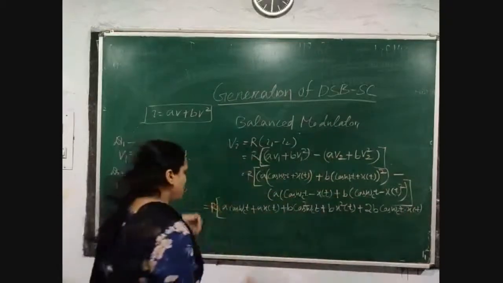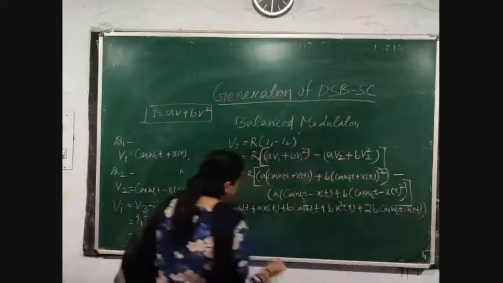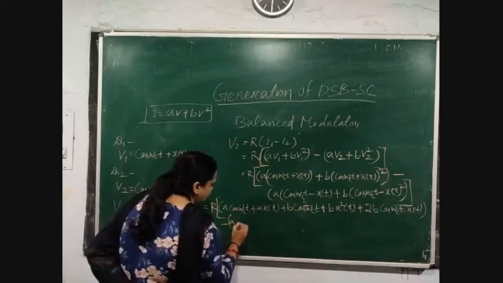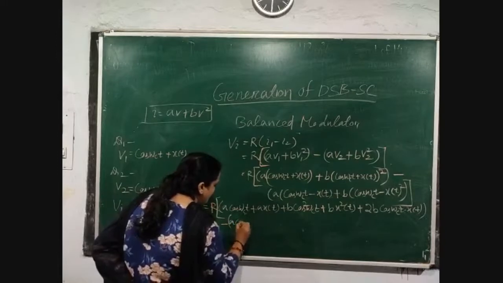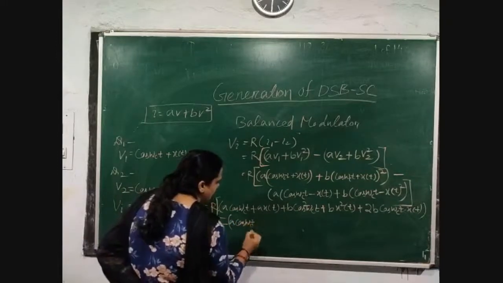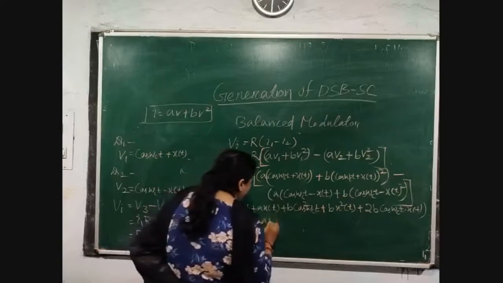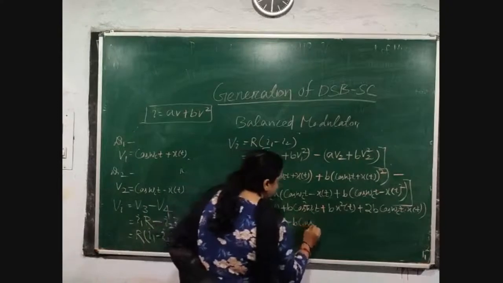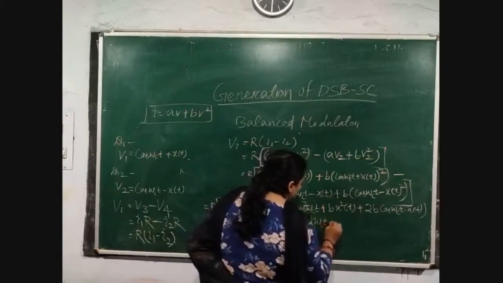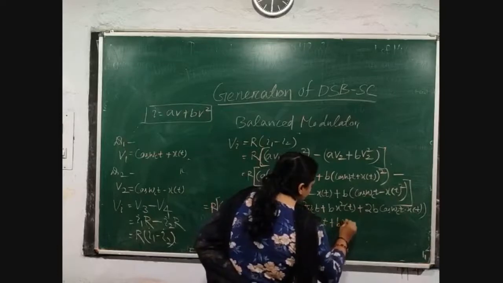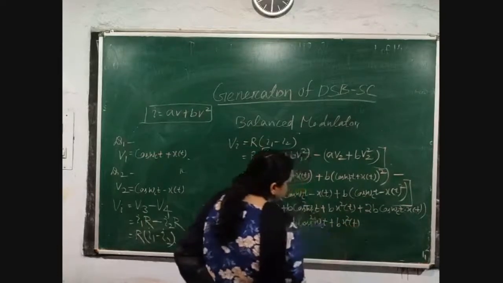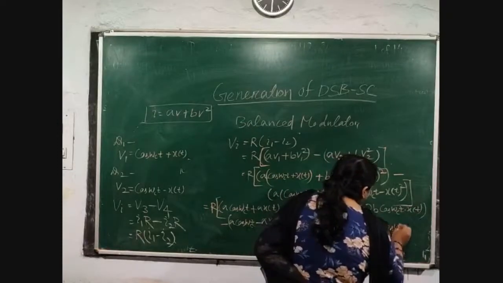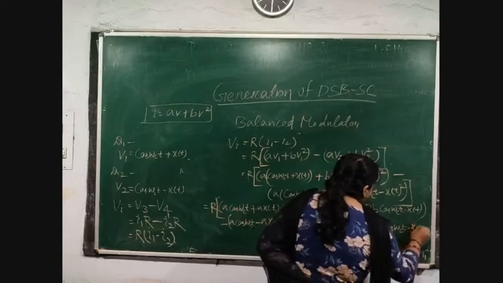Okay, then minus A cos omega ct minus A x of t plus B cos square omega ct plus B x square of t minus 2B cos omega ct into x of t.